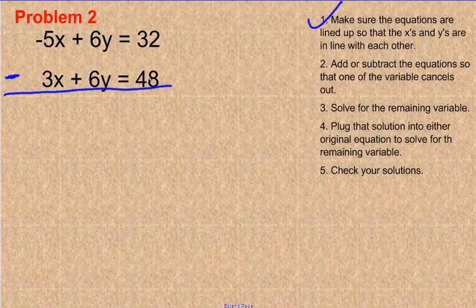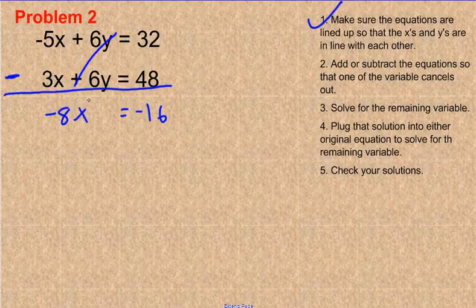So 32 minus 48 would be negative 16. 6y minus 6y would be 0, so those are gone. And negative 5x minus 3x would be negative 8x. Okay, we did that just so that those y's would cancel out. Because if you look at them, if you just add them together, we'd have 12y here. We need to cancel them out by subtracting them. Alright, so we did that.